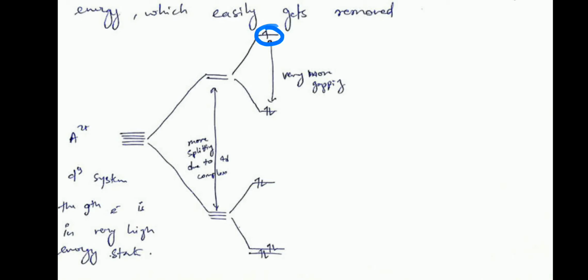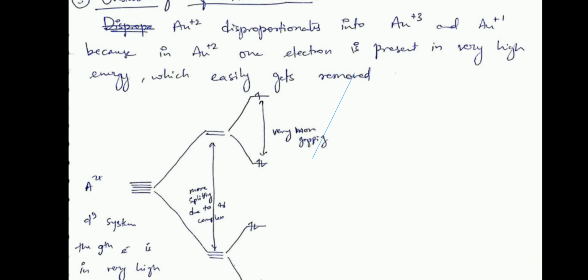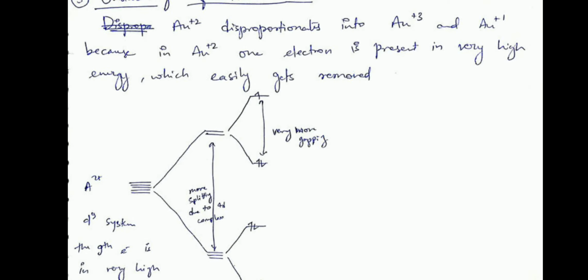Now if you fill nine electrons in it, the ninth electron will fall over here, and because it stays very far away from the nucleus, the electrostatic force of attraction between this electron and the nucleus is very weak, and that's why you require very little ionization energy. So it becomes very easy for this electron to escape from here. That's why gold in plus 2 does not exist. It either goes out and gives you gold plus 3.